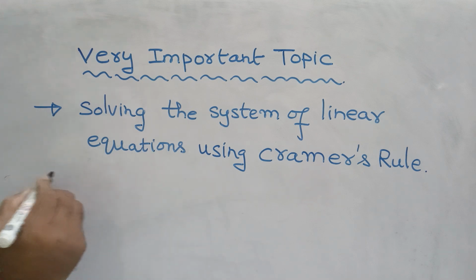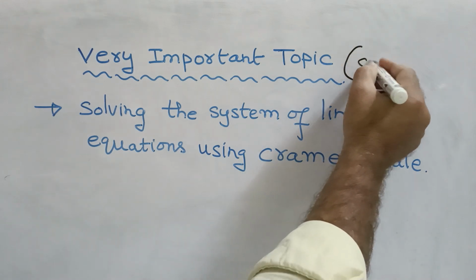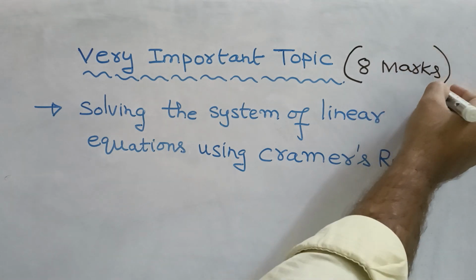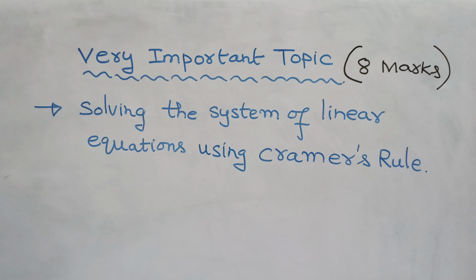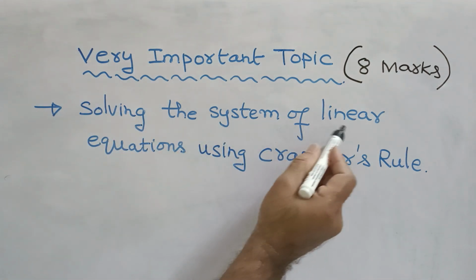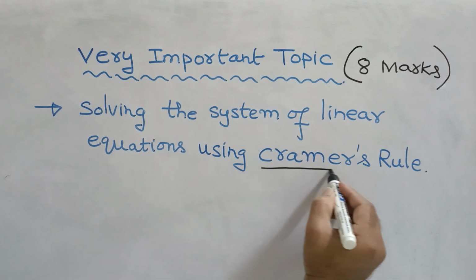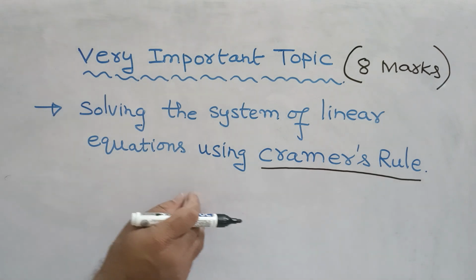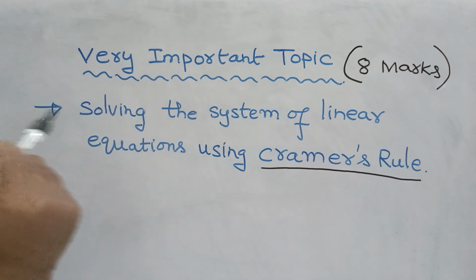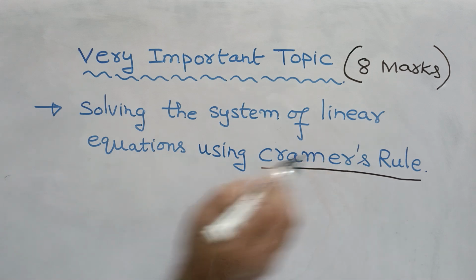For 8 marks actually. So one question will definitely come for 8 marks. You can call it a long answer question. That is nothing but solving the given system of linear equations using Cramer's rule. What is that? Cramer's rule. Solving the given system of linear equations by using Cramer's rule.